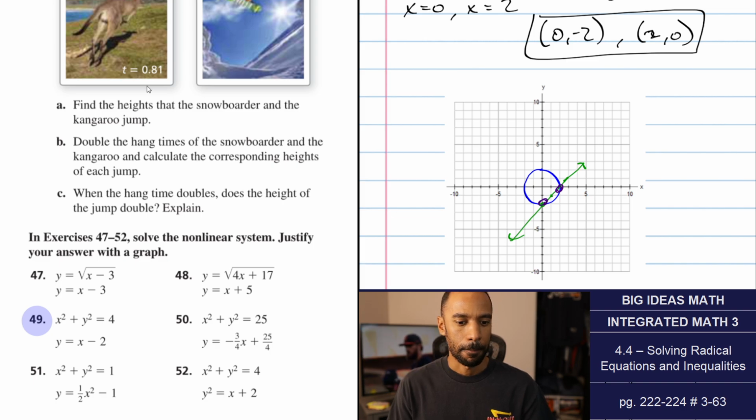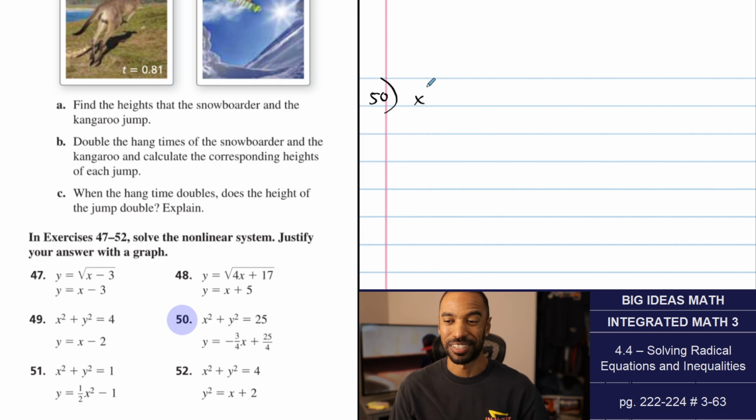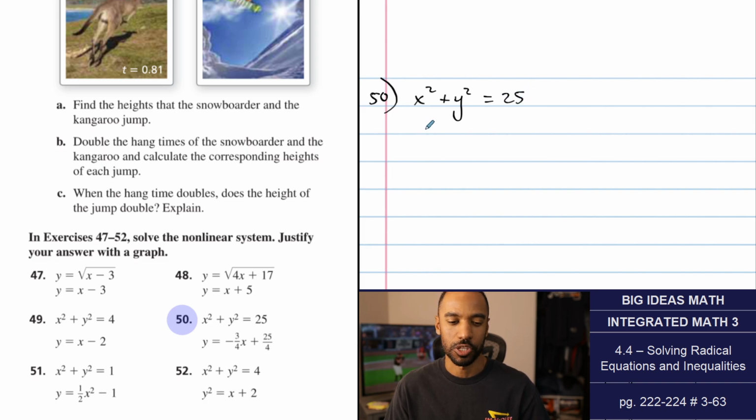Okay, number 50. Another circle, another set, and I believe this will cross twice as well. I don't know if this will cross twice. Maybe it doesn't cross at all. It might just cross once. I'm not sure on this one. We might graph this on the graphing calculator, but let me tell you my vision of this problem.